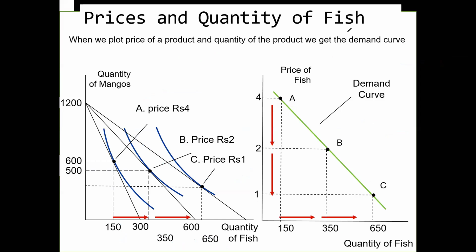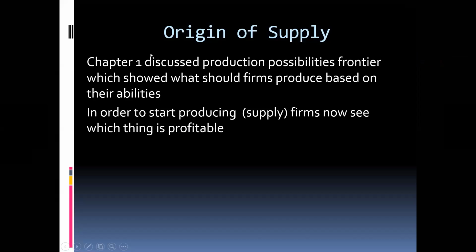Okay, so let's move to our next point. We have already discussed in chapter one the production possibility frontier. It talks about how a seller will allocate its resources to produce a particular good. Now we talk about how they will decide which product they should produce. It depends upon the profit that they will get from that good.